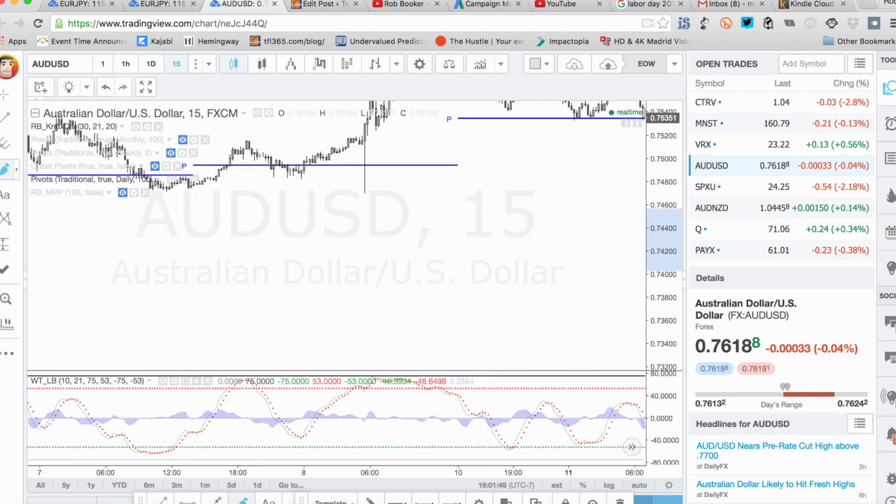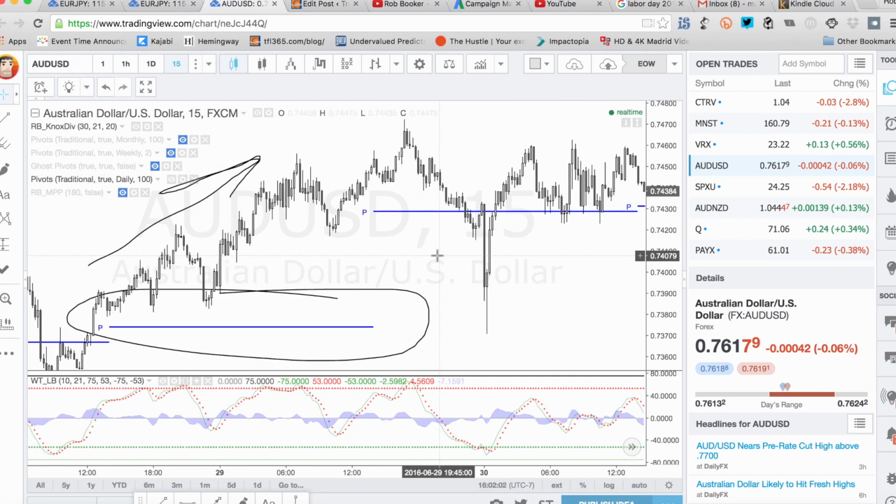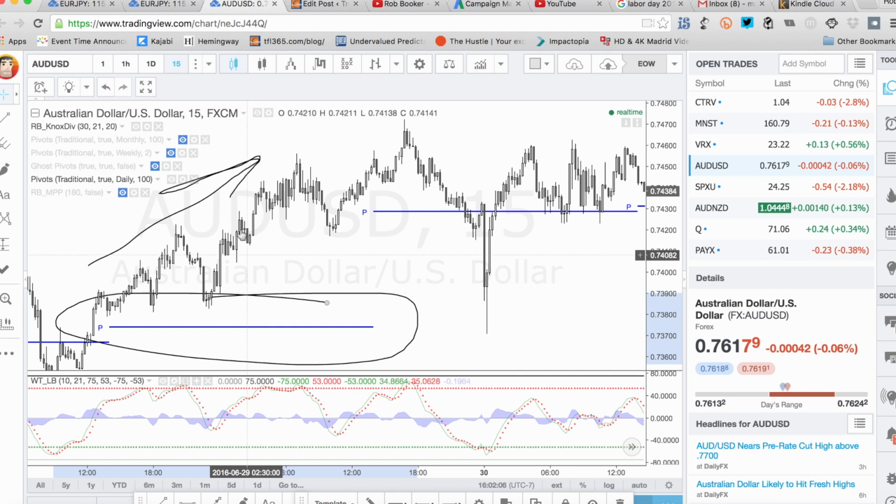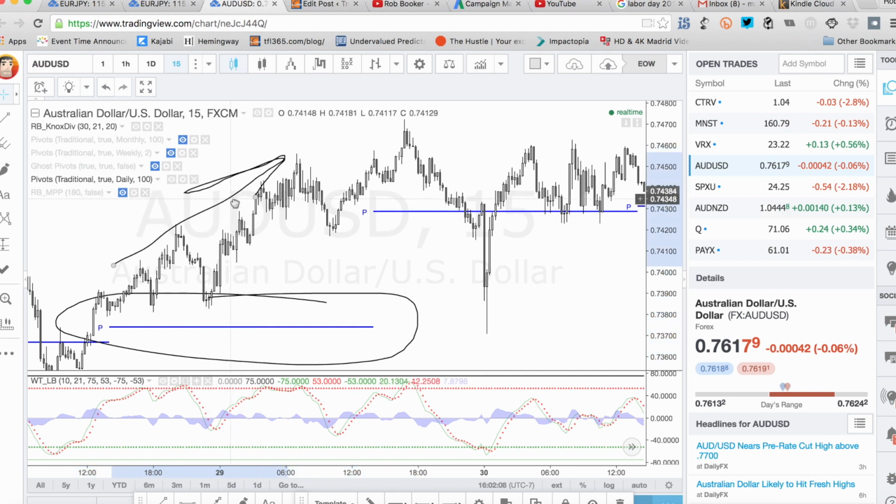Now, what we want to do at this point is drop down to the 15-minute chart on June 29th. Here we are. Now, this is the pivot that was missed on June 29th. This is price moving upward. The very next day, price was dropping. And look what happened here.